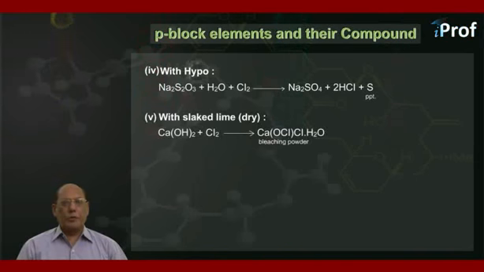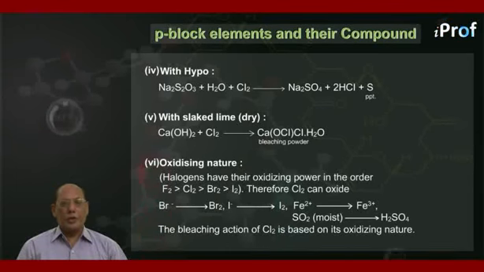Fifth, with slaked lime or dry calcium hydroxide. So Ca(OH)2 plus chlorine. We get CaOCl2.H2O. This is called bleaching powder.